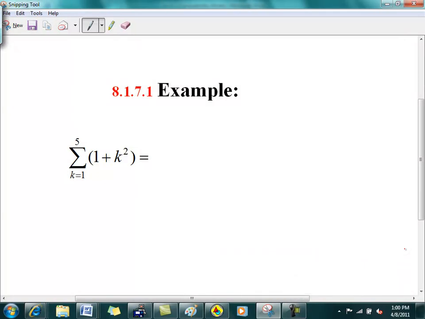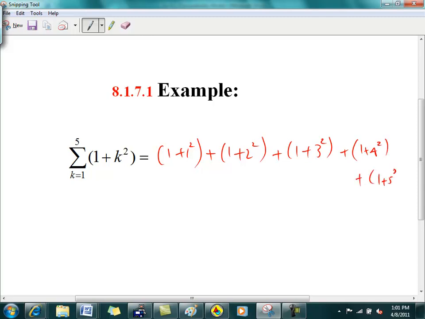All right, so what does this mean? You're going to start out with k equals 1, so it would give you 1 plus 1 squared. Does everybody see that? The next one's going to be 1 plus 2 squared. And then the one after that, Keith? 1 plus 3 squared. And Chris, the one after that? 1 plus 4 squared. And Ashna after that? 1 plus 5 squared. Okay?